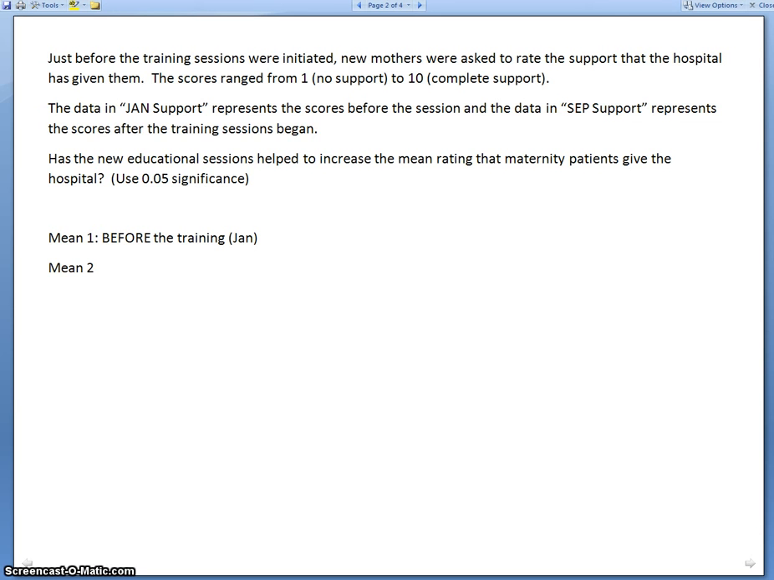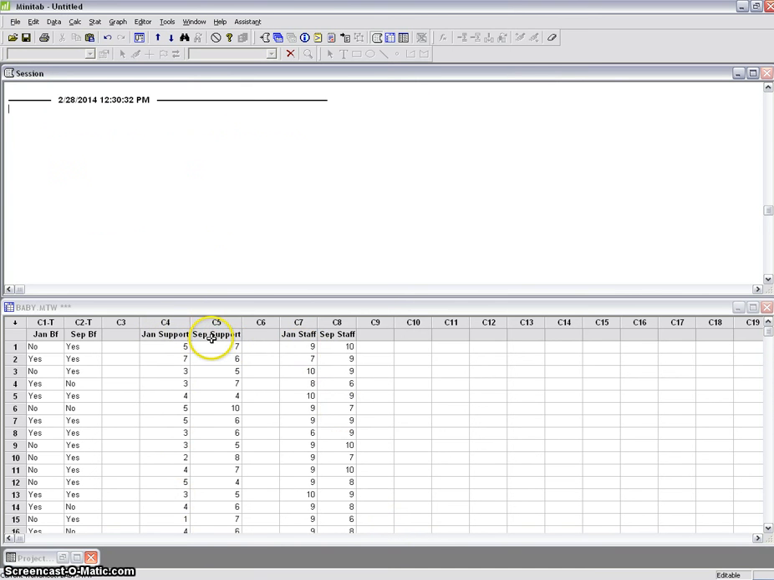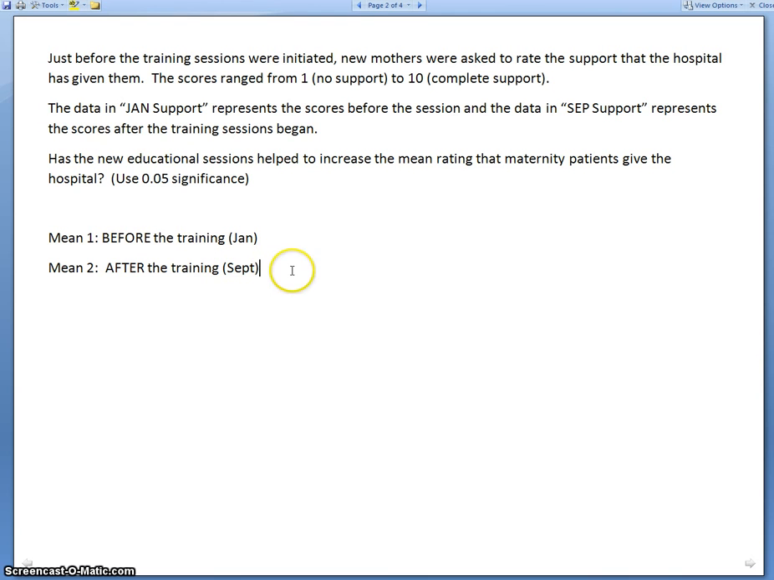Mean 2, this is the after the training. And this is found in the September column. And we can find this, right? We have the January support, the September support. January represents the first mean, and September represents the second mean. So what we want to do is to test whether or not the sessions have helped to increase the mean rating. So if these sessions helped to increase the mean ratings, then mean 1 would be less than mean 2.